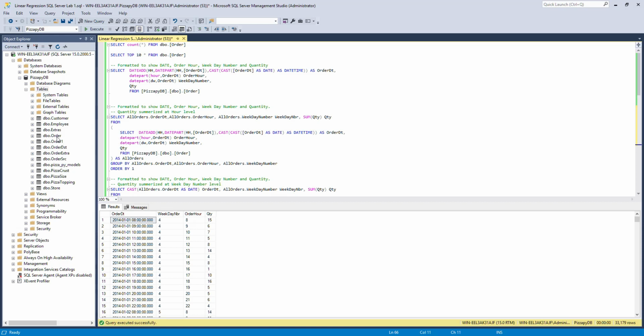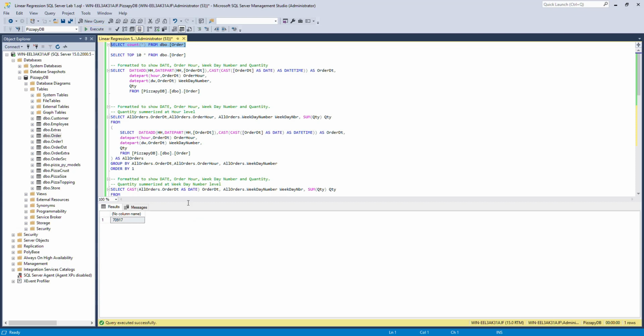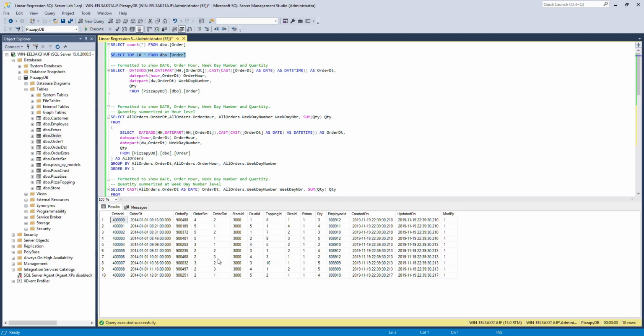Initially the order table will be empty, but if you run the second script, you should be able to see some orders there. So I'm going to execute the count statement to see what we have in the table. We have around 70k records, and from a quick data profiling perspective, you select top 10 and you can see the data in the table.